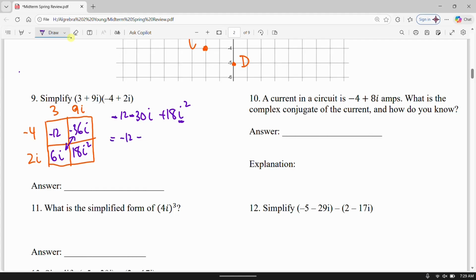So negative 12 minus 30i. So turn this into 18, because 18 times negative 1 is negative 18. So now you combine negative 12 and negative 18 to get negative 30 minus 30i. So that would be the answer.